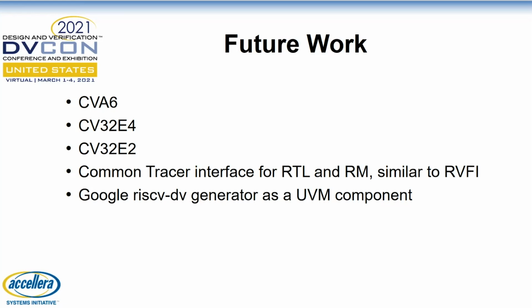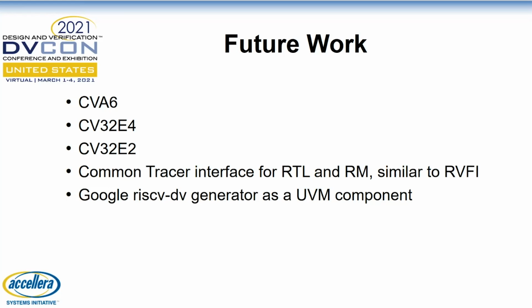Some upcoming work is the CVA6, which is a 6-stage single issue in order CPU, which implements the full 64-bit RISC-V instruction set. This instruction set is rich enough that you can boot Linux on this. The next generation of the processor that we just talked about in this presentation will contain the XPulp extensions, so a lot of performance enhancements. Also in the queue is the CV32E2, which is a 2-stage pipeline instead of the 4 with the CV32E4.